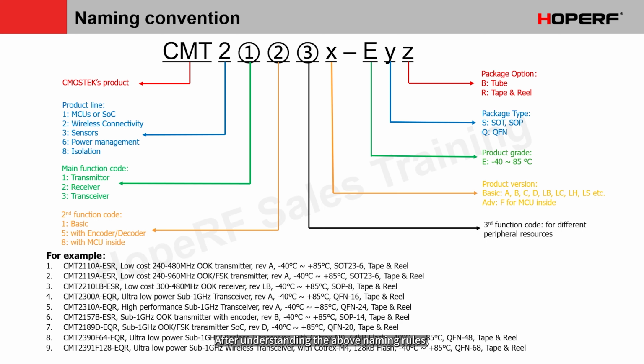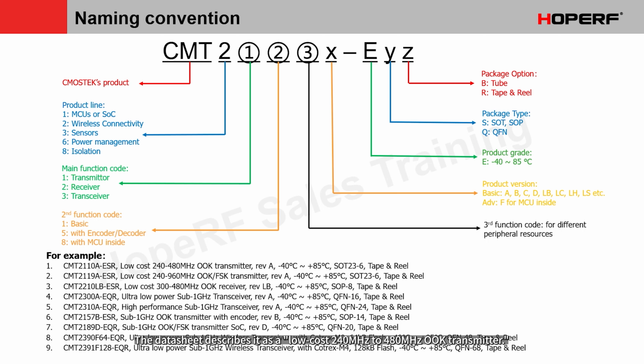After understanding the above naming rules, we will give examples to familiarize you. Example 1, Model CMT2110A ESR. The last 3 Arabic numerals are 110. So it is a basic single transmitter device.